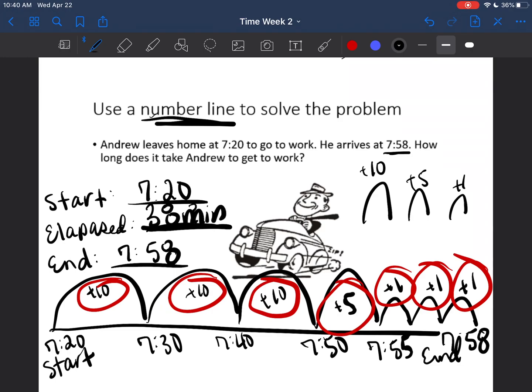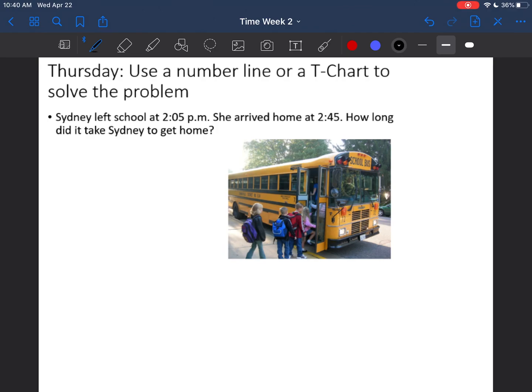All right, let's do another one. I'm going to use a number line to solve for this one. Again, the first thing I'm going to do is set up my graphic organizer to help organize my information. And now I'm going to fill it in.